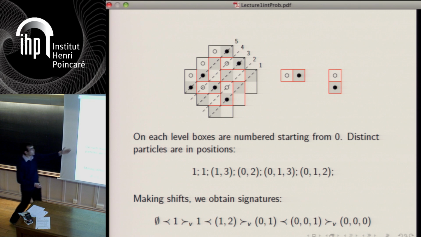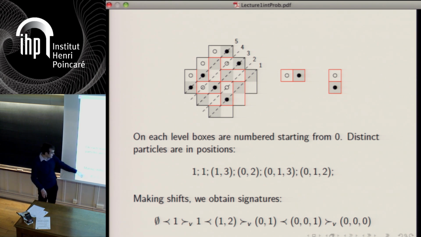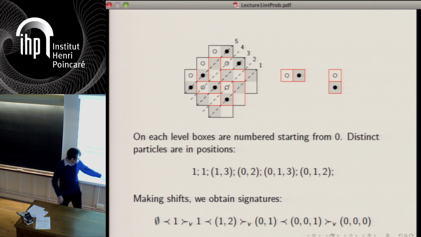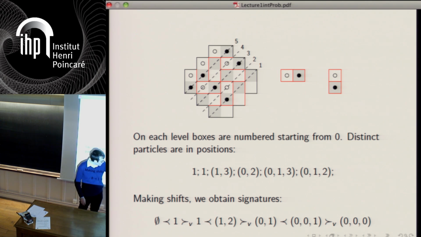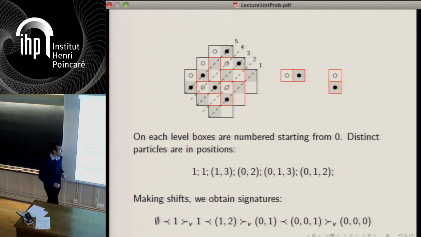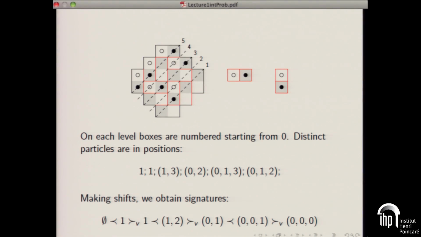Here I always, of course, have distinct integers. But if I want to write in terms of signatures, which I will want to do, I will make shifts and obtain 1, 1, 1, 2, 0, 1, 0, 0, 1, 0, 0, 0. So this is a collection of signatures, and at least in this specific example, this collection of signatures does satisfy these combinatorial constraints of interlacing and vertical interlacing.